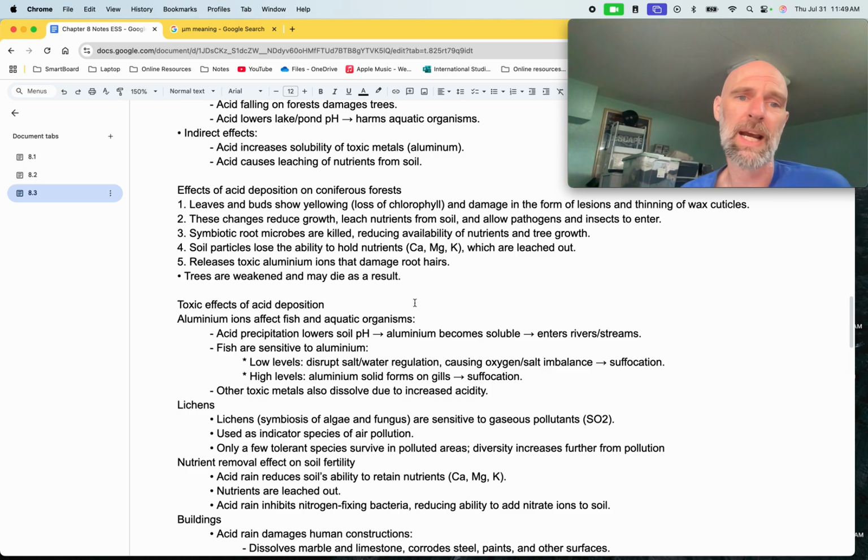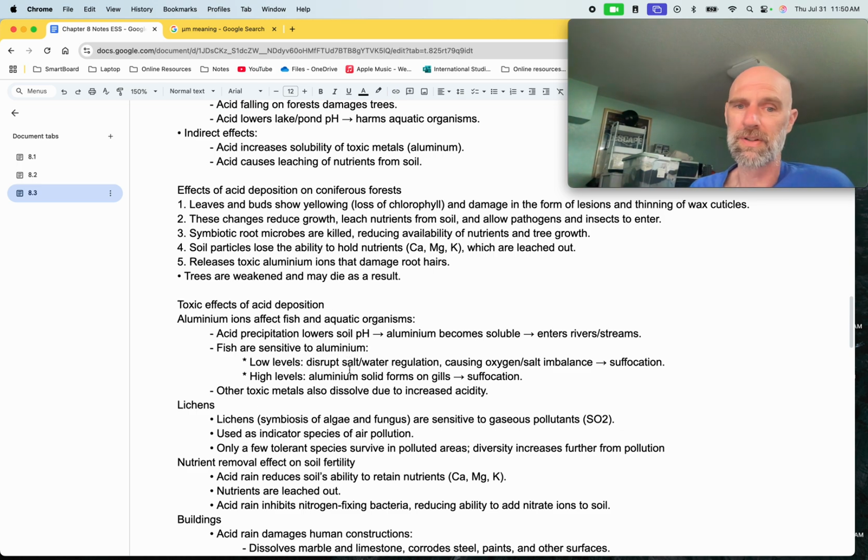Toxic effects of acid deposition. Aluminum ions affect fish and aquatic organisms. Acid precipitation lowers soil pH. And where do you think that happens? Acid rain comes down, breaks up the aluminum, which becomes soluble and enters into rivers or streams. And then you have to worry about fish, which are sensitive to aluminum.